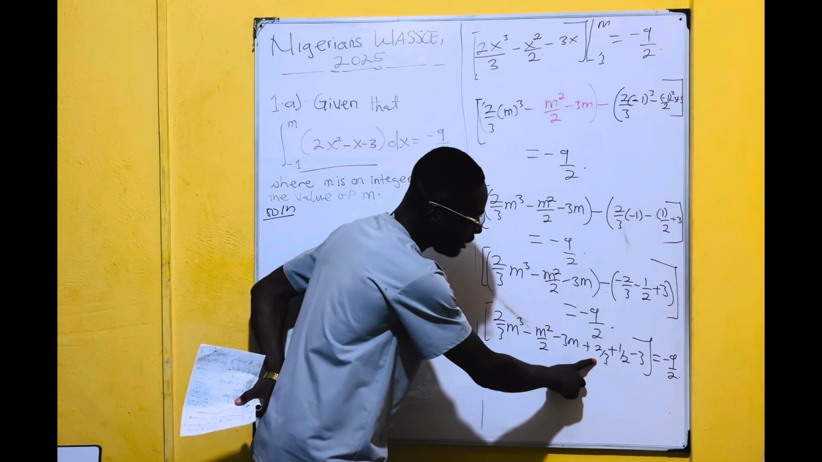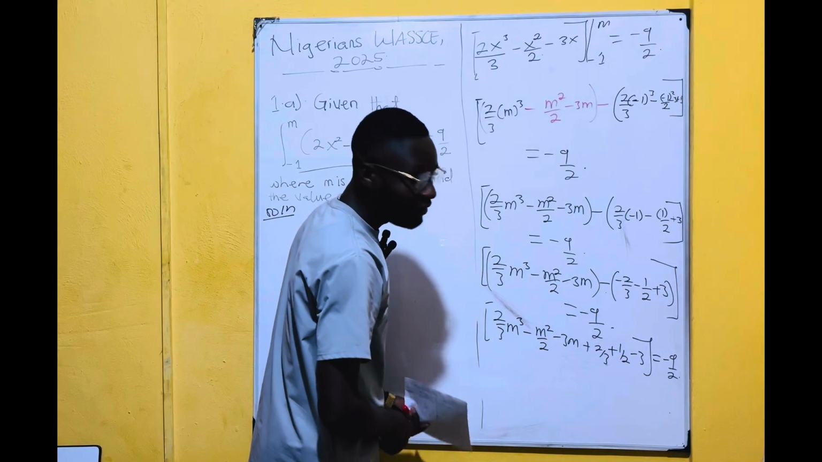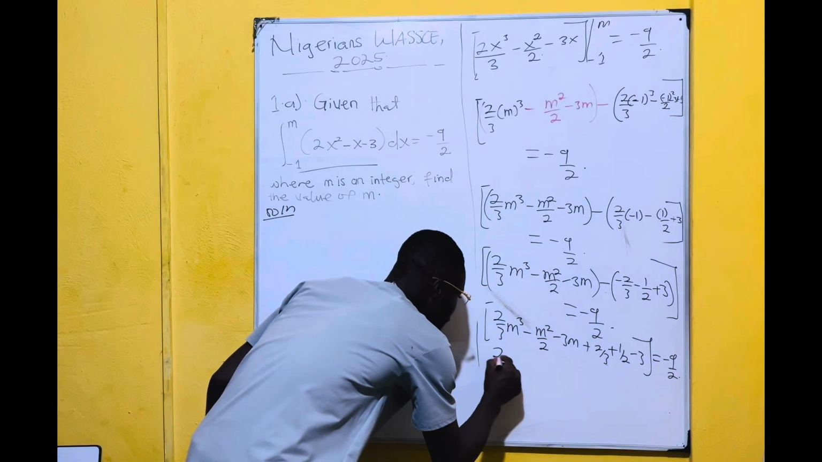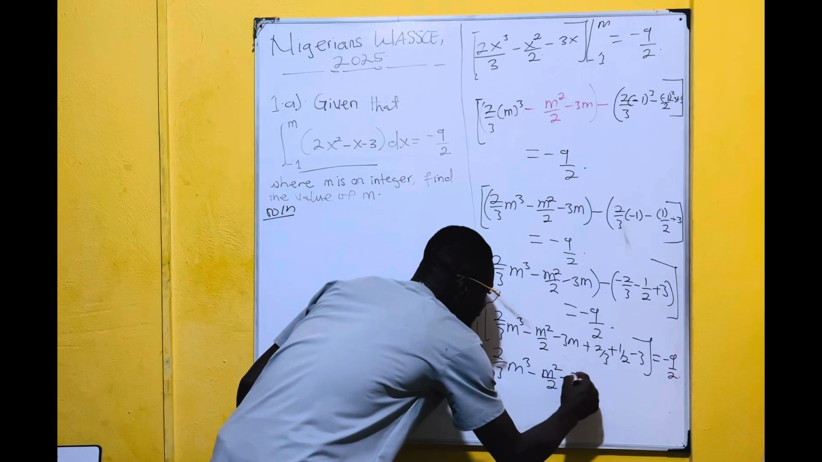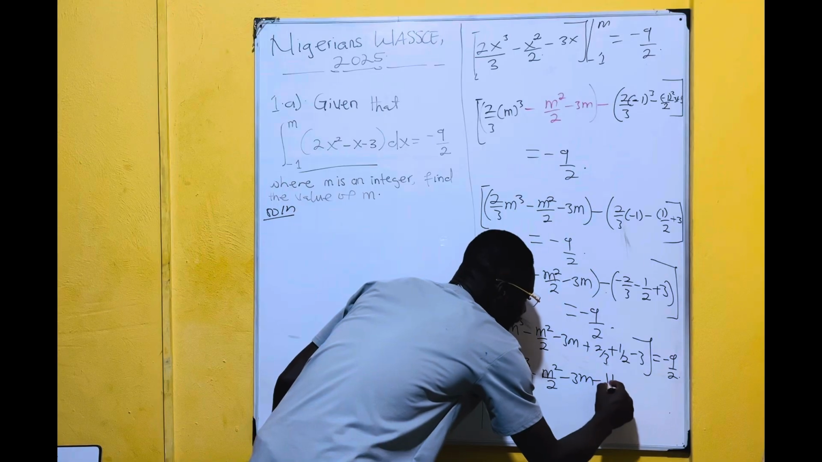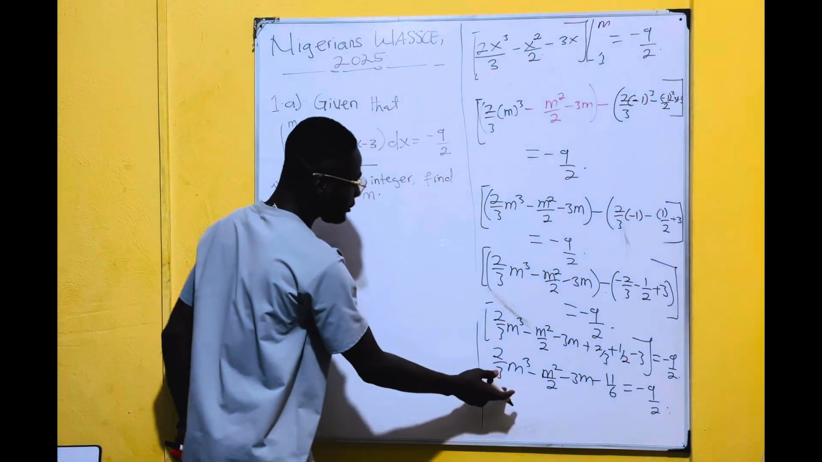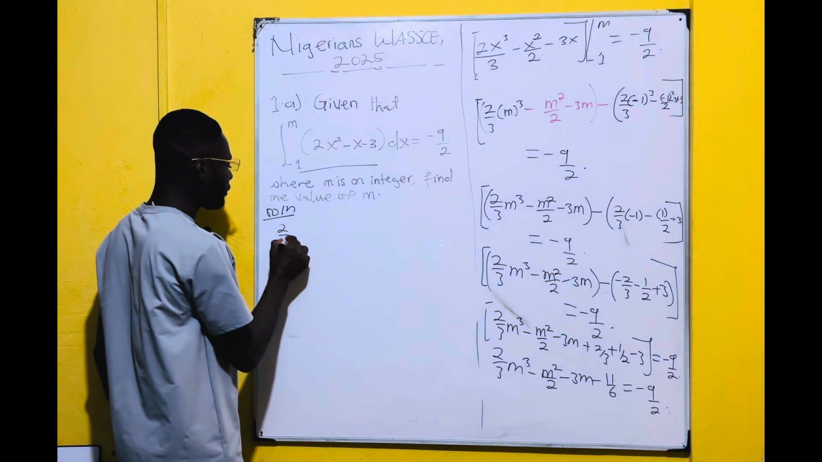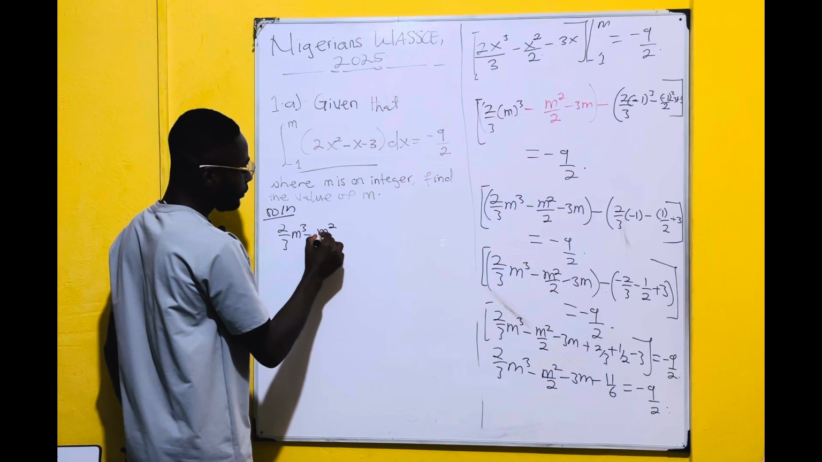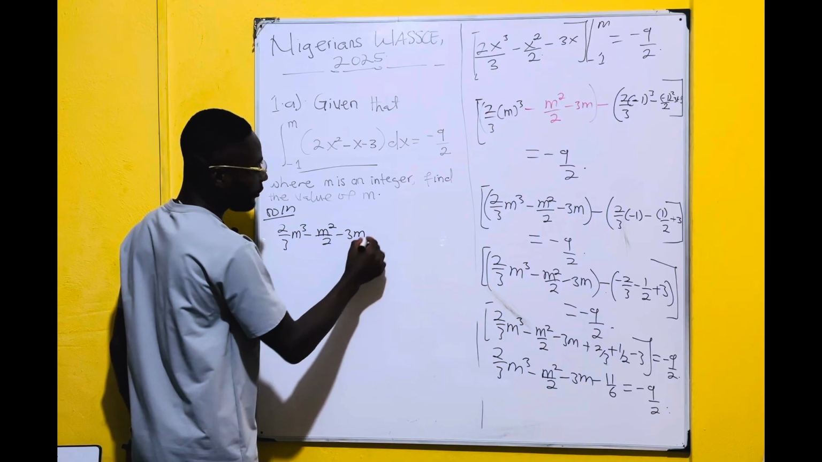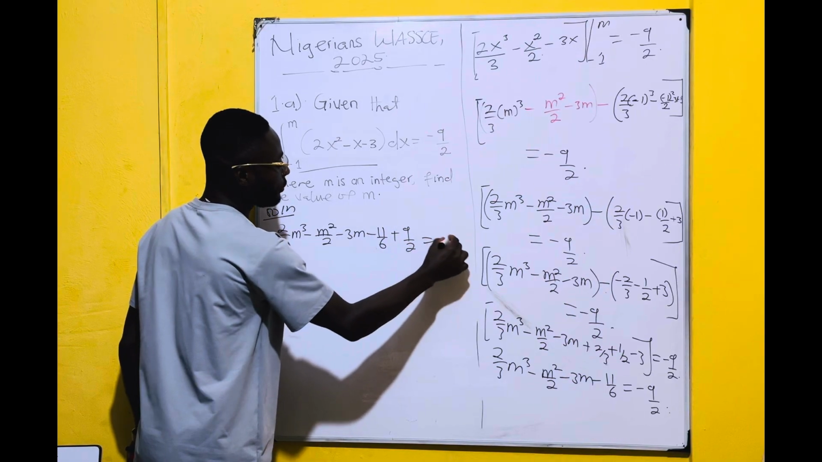This 2 on 3 plus half minus 3, you're going to have minus 11 on 6, right? So we have 2 on 3 m cubed minus m squared over 2 minus 3m minus 11 on 6 equals negative 9 on 2, right? So let's come up here. So we're going to have 2 on 3 m cubed minus m squared on 2 minus 3m minus 11 on 6 plus 9 on 2 equals 0, right?